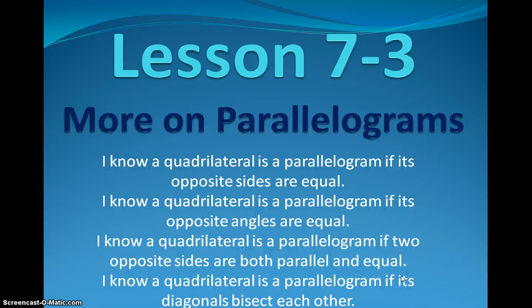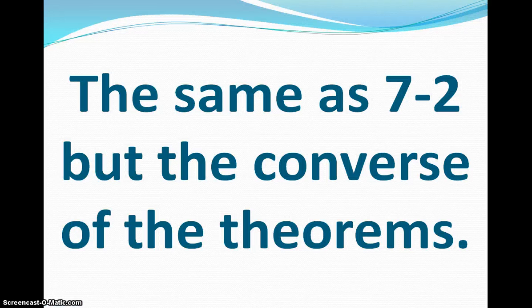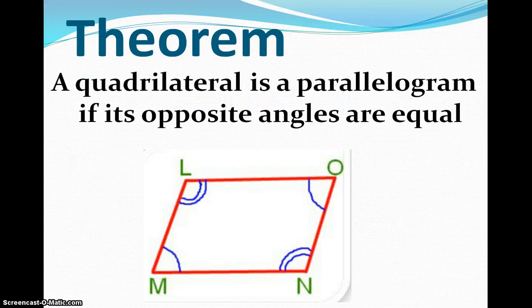Again, if you look at these learning targets, these hopefully should look familiar, because before we were saying if it was a parallelogram, then it had opposite sides that are equal. Now we're flipping the hypothesis and the conclusion around and saying if I know that the opposite sides are equal, then I know that it is a parallelogram. As I mentioned earlier, this is pretty much the same exact thing, except we're just flipping the hypothesis and the conclusion around.